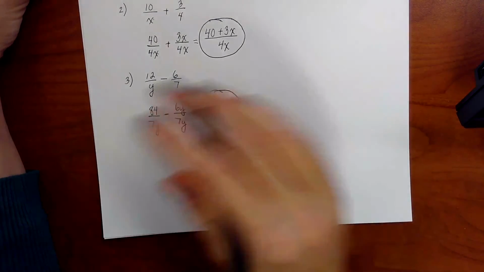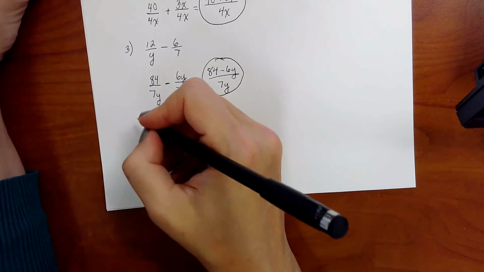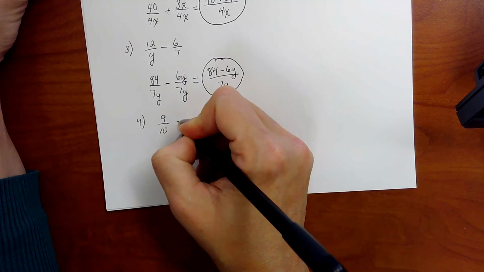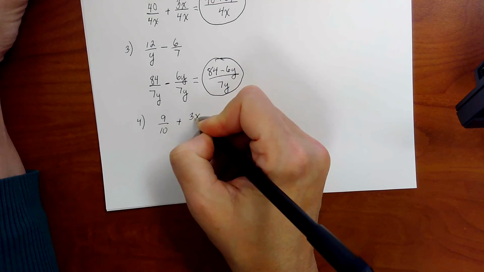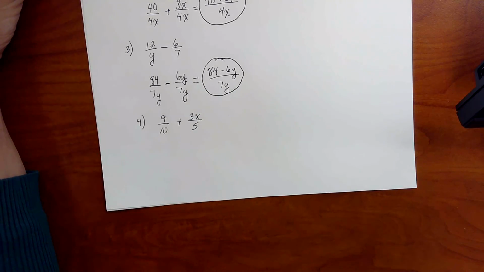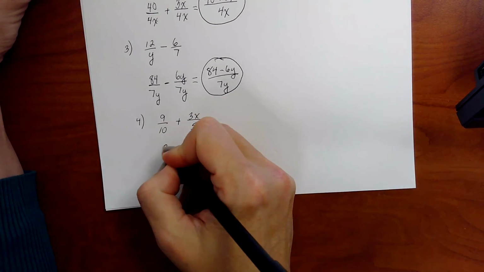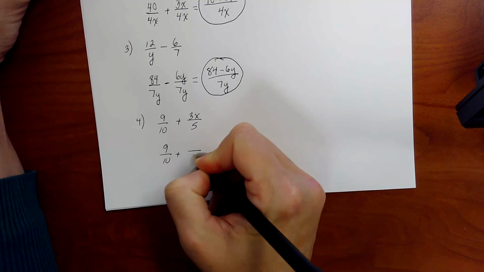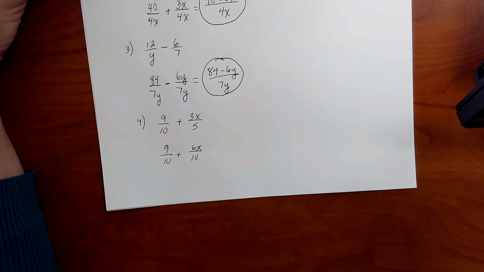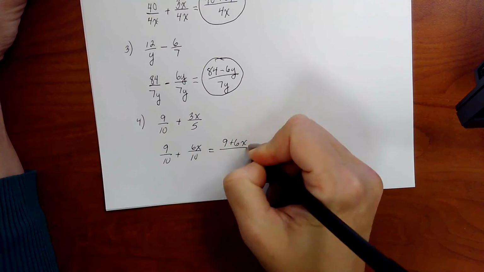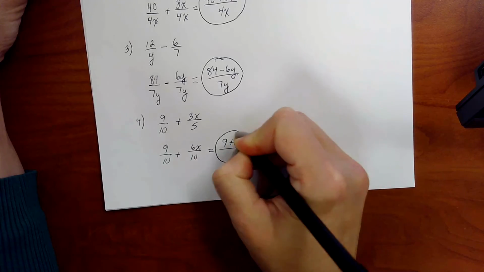All right, try one more just to see if you're getting it. We'll be good to go. So 9 over 10 plus 3x over 5. Give that one a try. So I'm going to keep the 9 over 10. Make that 6x. I guess I'm just going to get 9 plus 6x over 10. All right.